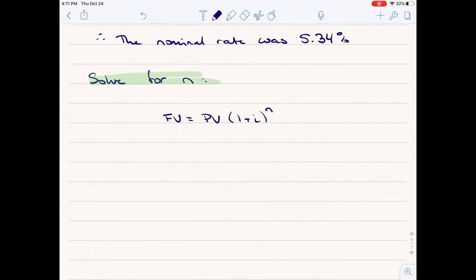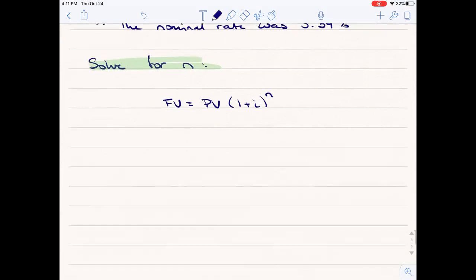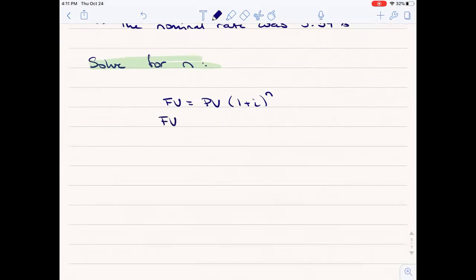(1 + i)^n. So now if we're solving for n, remember if we have to solve something from the power, then we have to take the log of both sides. But in order to do that, we have to move the present value over, so that it's just (1 + i)^n on the one side. And so we do the future value over the present value is (1 + i)^n.